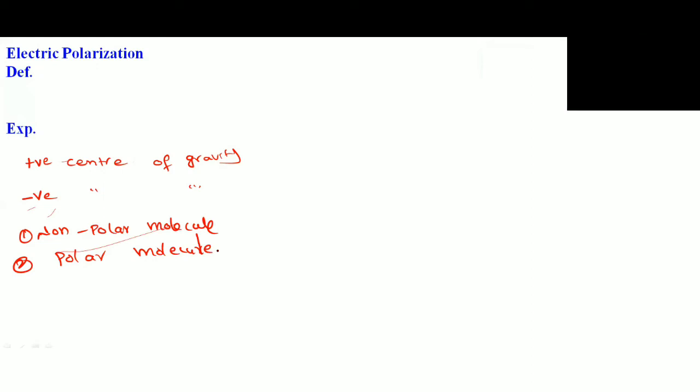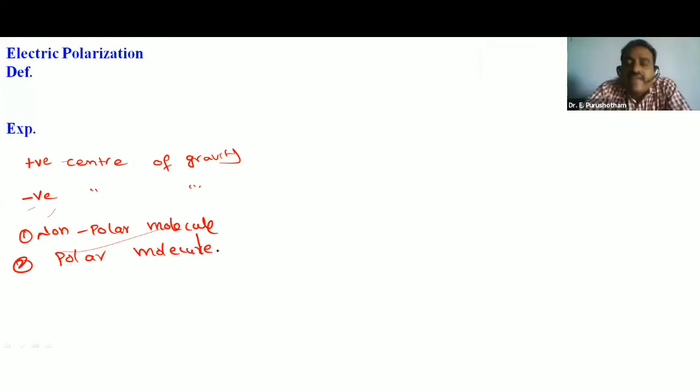Actually, every atom is electrically neutral, you know very well. There is positive charge in the nucleus and an equal amount of negative charge, the electrons, so the total is neutral. Suppose we assume all the positive charges are concentrated at a point, that is called the positive center of gravity.